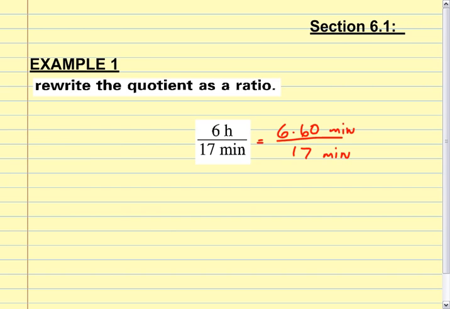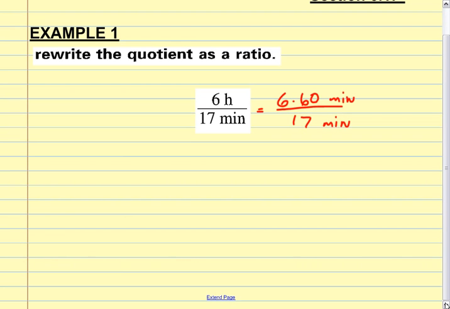All right. What is 6 times 60, Emily? What is 6 times 60? I know I'm whispering. What's 6 times 6? 6 times 6 is 36. Add a 0. 360 minutes over 17 minutes.